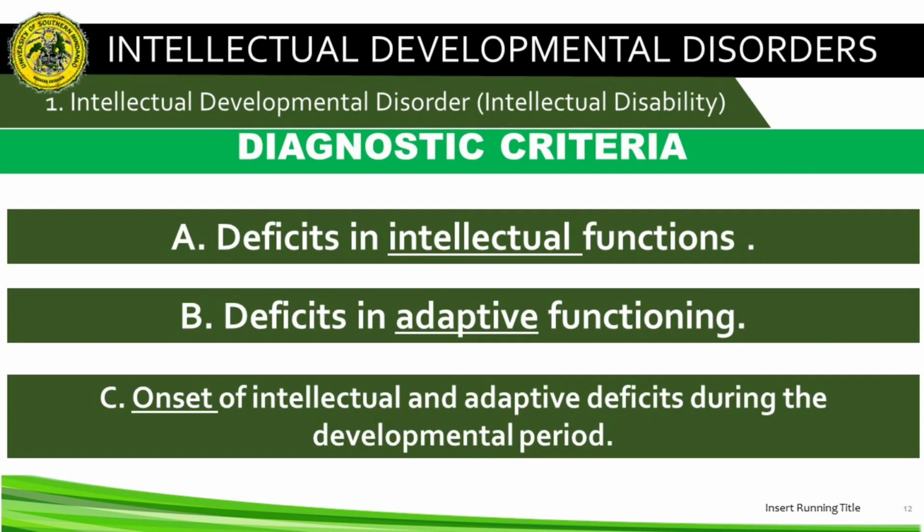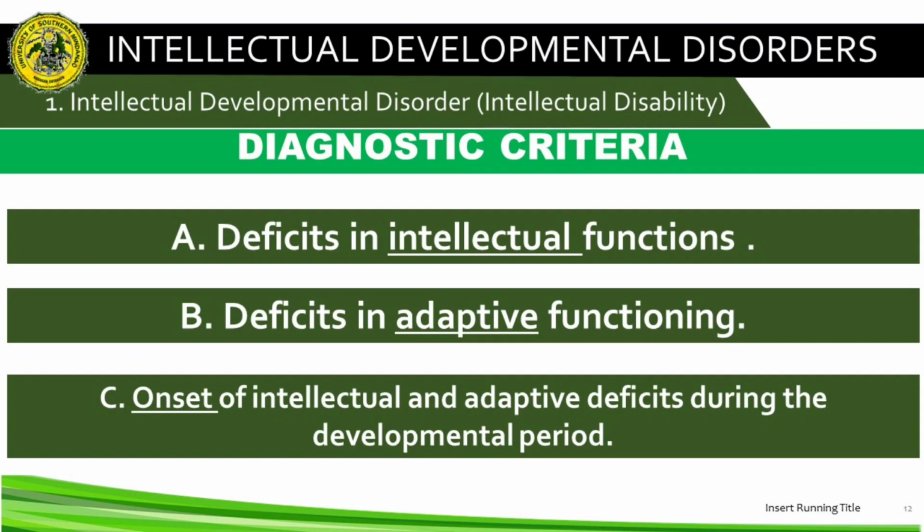So, criterion B is met when at least one of those three domains of adaptive functioning is sufficiently impaired that ongoing support is needed in order for the person to perform adequately across multiple environments such as in home, school, work, and community. And lastly, we have the onset of intellectual and adaptive deficits during the developmental period, or the criterion C.